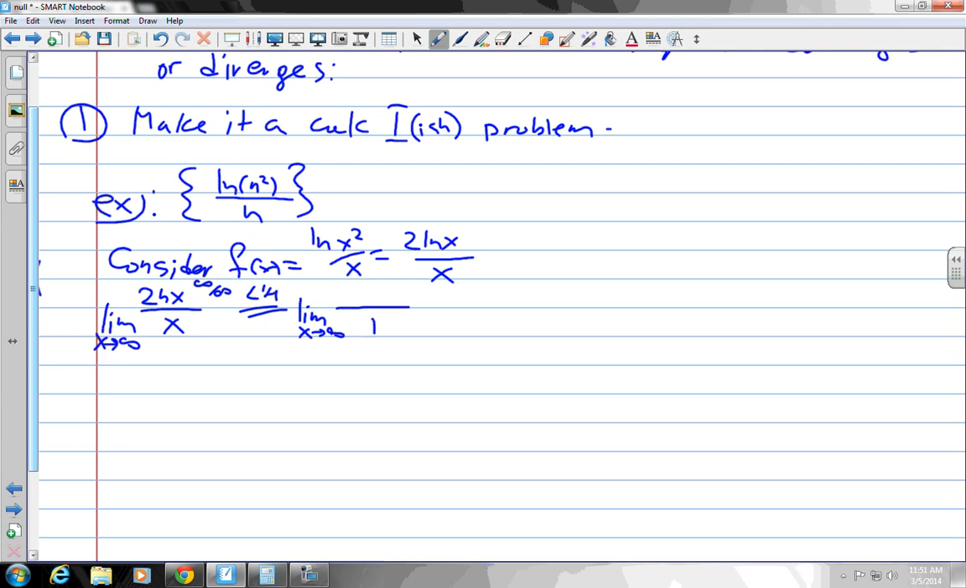So it's a 1 in the denominator and it's 2 over x in the numerator, right? So what is that? That's 0, right? It's 2 over x that goes to infinity, so that equals 0. So therefore, the limit of our sequence is also 0. So make it calc 1-ish.